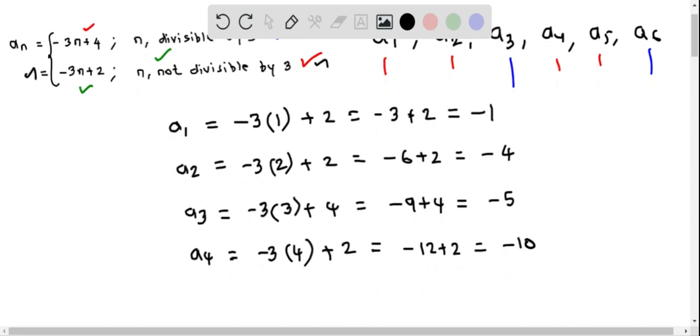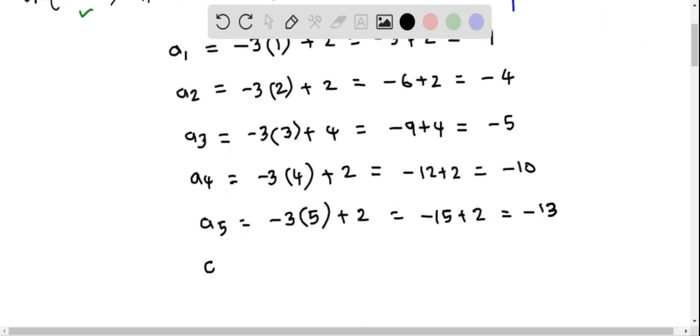So then we find a5 using the same formula, because n is not divisible by 3. So therefore this becomes negative 3 times 5 plus 2, and this gives negative 15 plus 2. This equals negative 13. And finally, we find the sixth term, that is a6. Here n is divisible by 3, so therefore we use the first formula, that is negative 3 times n, which is 6, plus 4. So therefore this becomes negative 3 times 6 is negative 18 plus 4, and this gives negative 18 plus 4 is negative 14.